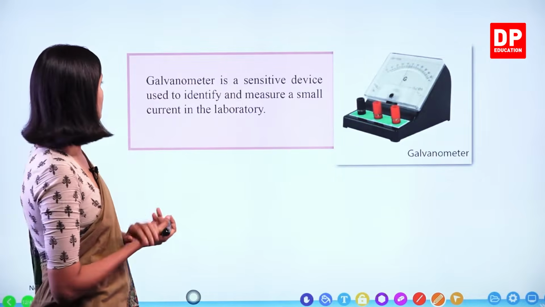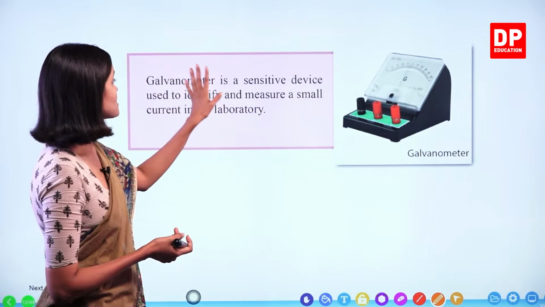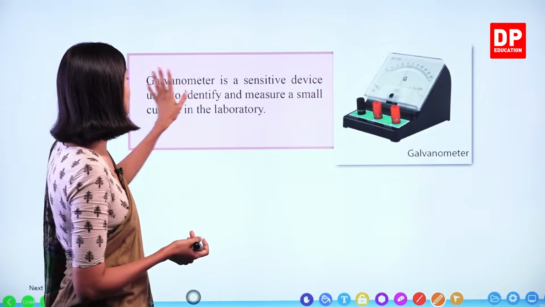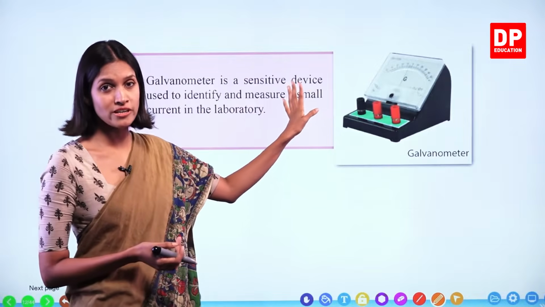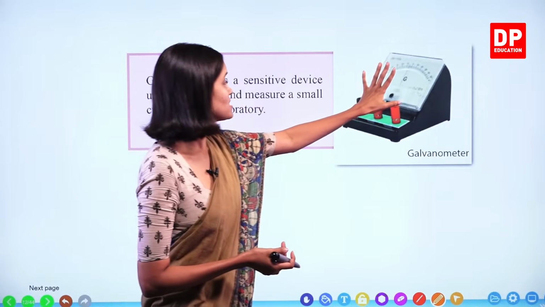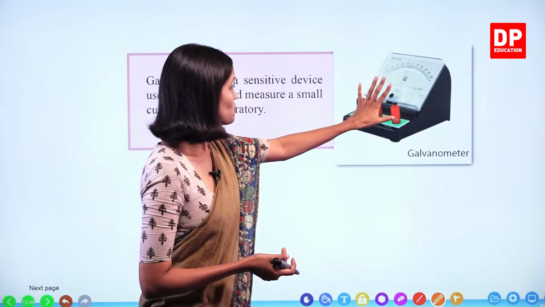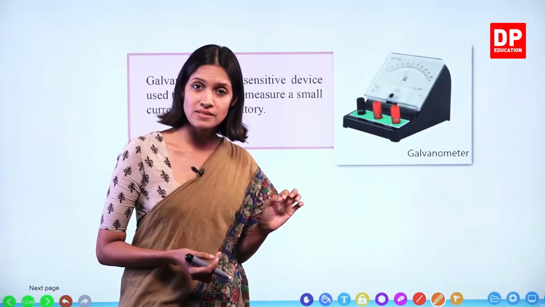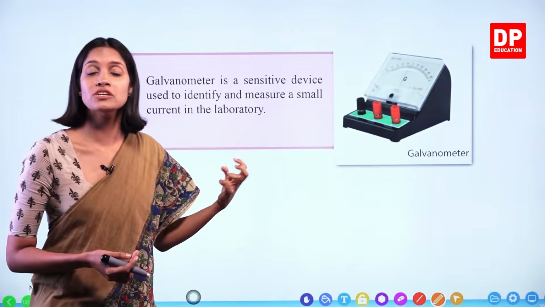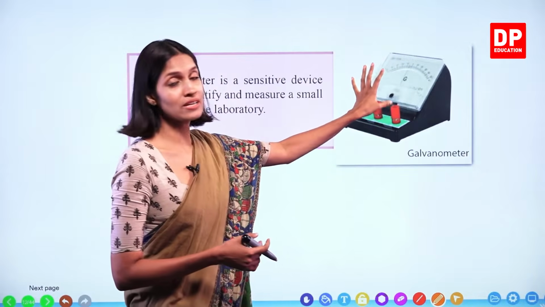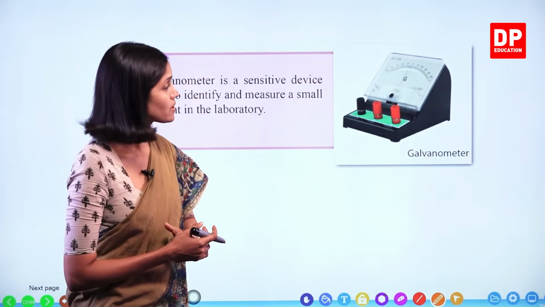So look at this one. Galvanometer is a sensitive device used to identify and measure a small current in the laboratory. I already explained this one even during the experiment, right? So galvanometer is a certain instrument. You can identify it is sensitive to small electric currents. There are other instruments to measure the large electric currents as well. This can detect a small electric current very easily, right?